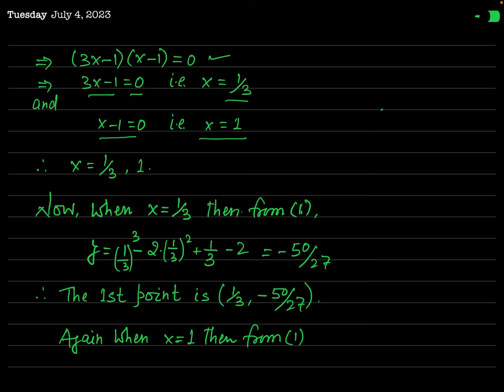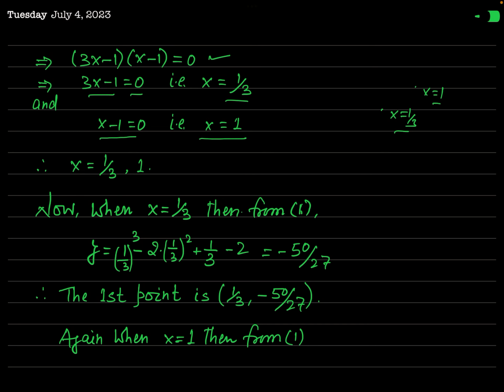So we have obtained that at the 2 points where the slope is 0, x will be equal to 1 by 3 and x will be equal to 1. But if in your question it is asked that you have to find the point where slope is 0, it means you have to find the coordinates of those points. But till now we have obtained only the x coordinate of those points. But we also have to find what will be the y coordinate of these 2 points where slope is 0.